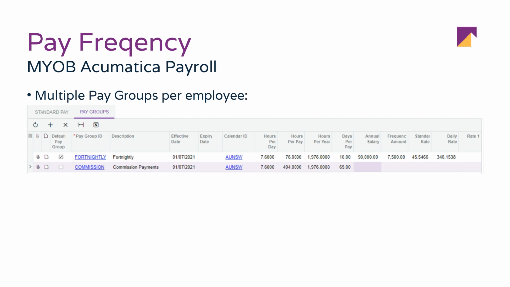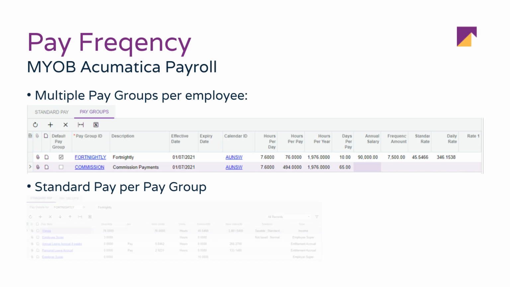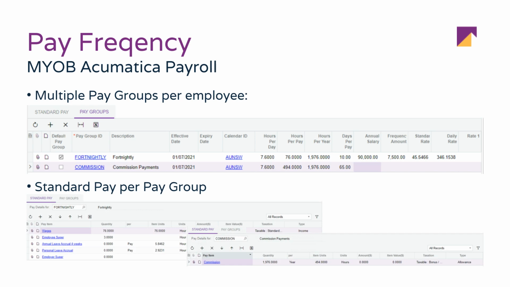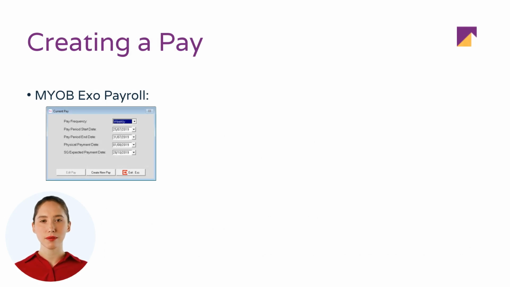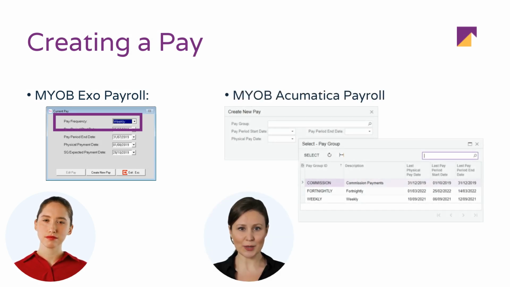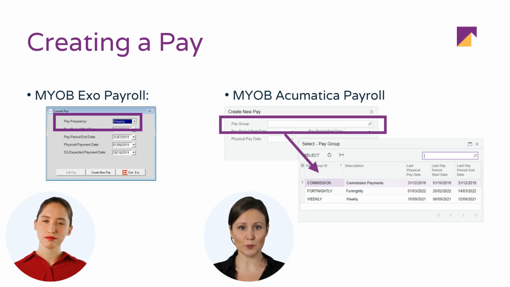Employees can also be linked to multiple pay groups, each with its own standard pay. This means you could have different pay groups for different purposes. For example, a pay group for processing normal pays and another pay group for processing bonus payments. When you create a pay in MYOB Exo Payroll, you would select the pay frequency for the pay you are creating. In MYOB Acumatica Payroll, you would select the pay group for which you want to create a pay.